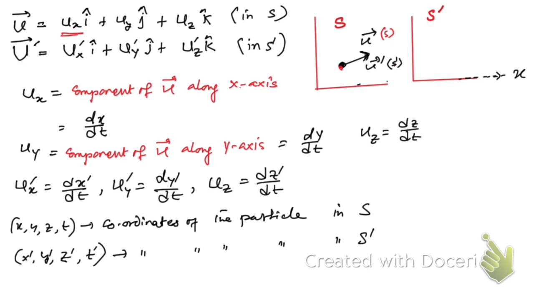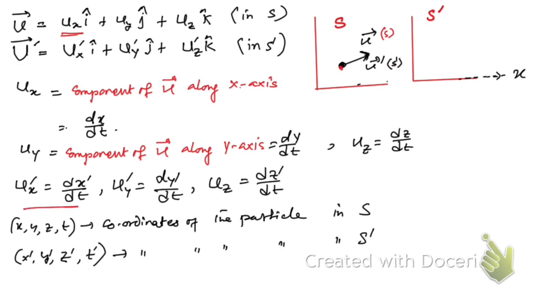Okay, so now let me rewrite all these components. Let me take a new slide first. Before I go to the next slide, let me tell you, though I have not written it here, ux dash is the component of u dash along the x-axis, okay? And similarly uy dash is the component of u dash along the y-axis, and similarly uz dash is the component of u dash along the z-axis, right? Hope you have understood this.